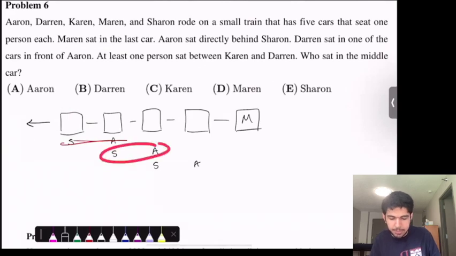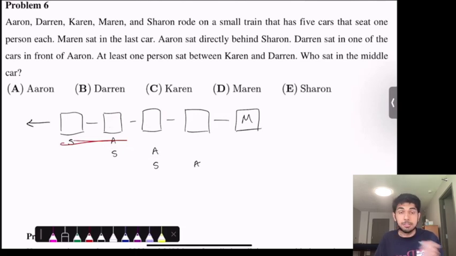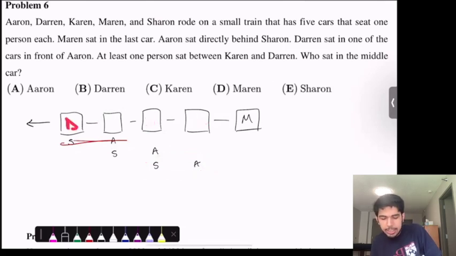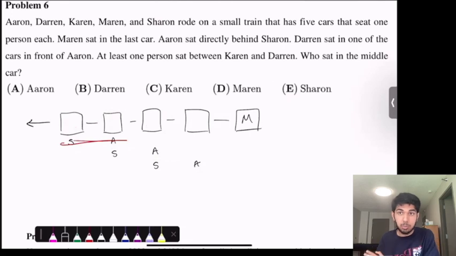Let's check this case here. So we put Sharon here, we put Aaron here. Darren sat in one of the cars in front of Aaron. So we can have Darren here because this spot is now unoccupied. We only took up these two seats. So this is also a possibility. What about this case here? We can have Sharon here, Aaron here, and again, Darren can go in either of these two and it would still work because Darren is in one of the cars in front of Aaron. So we haven't placed anyone really, but with this additional piece of information about Darren, we've eliminated one of the possibilities.